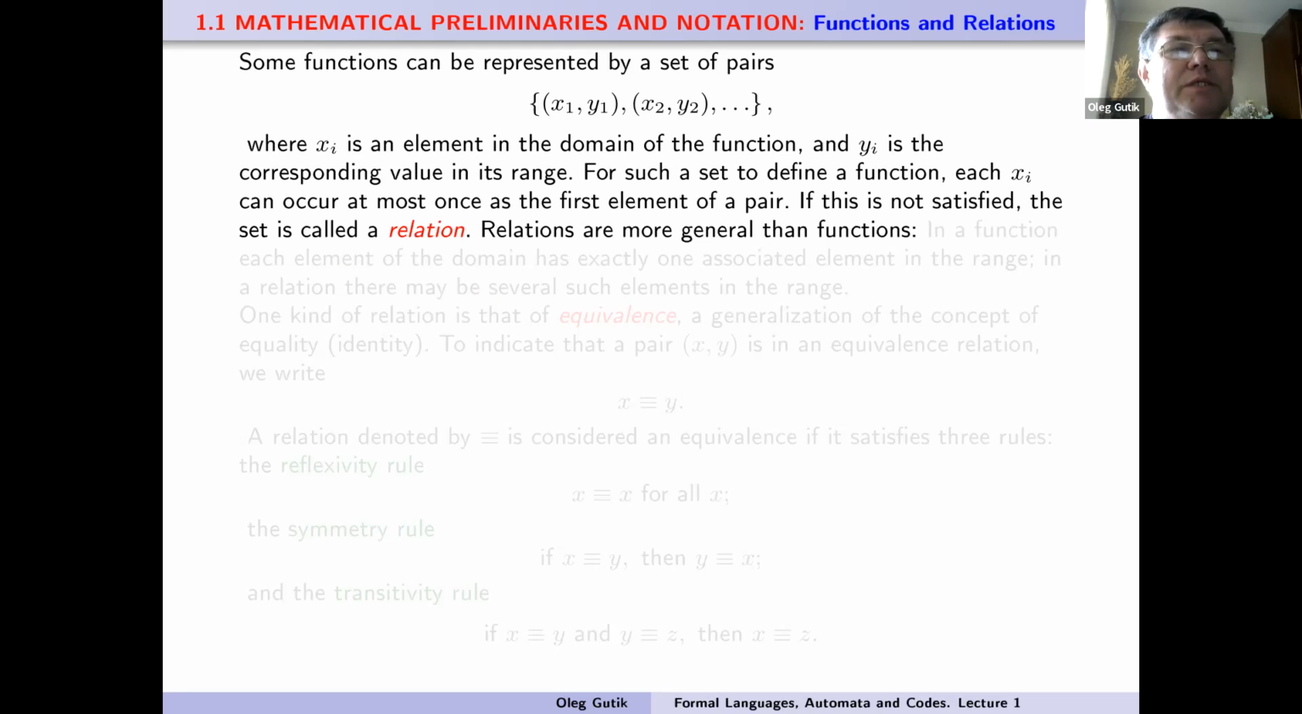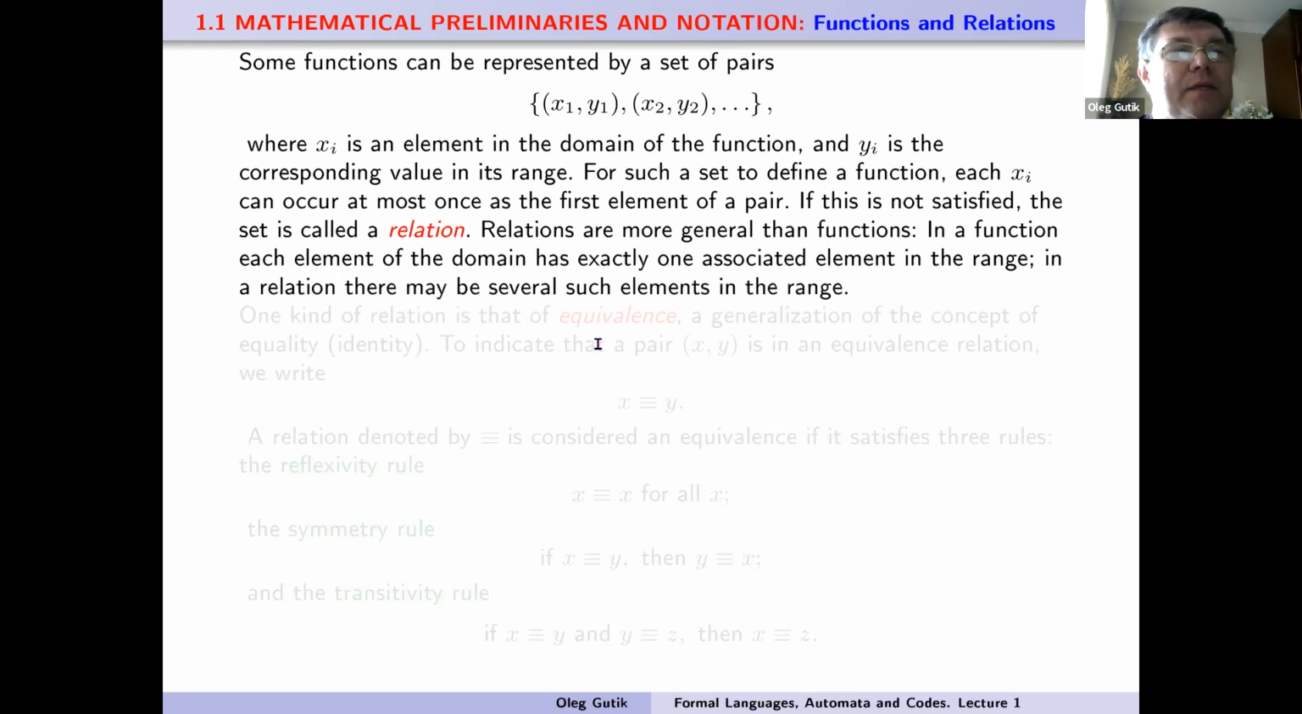Relations are more general than functions. In a function, each element of the domain has exactly one associated element in the range. In a relation, there may be several such elements in the range. One kind of relation is that of equivalence, a generalization of the concept of equality or identity.